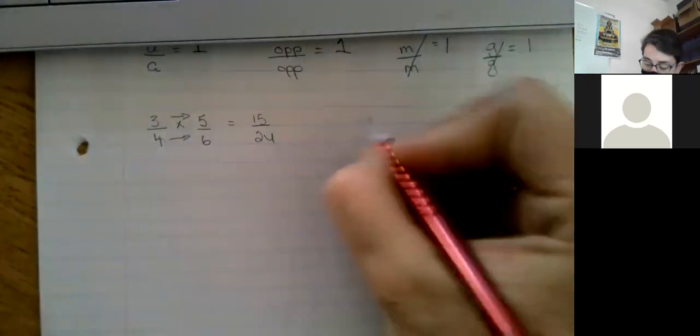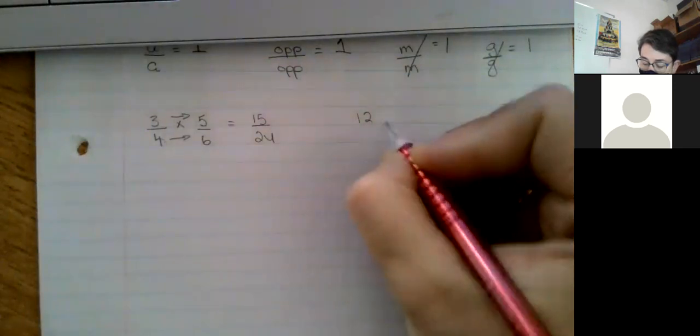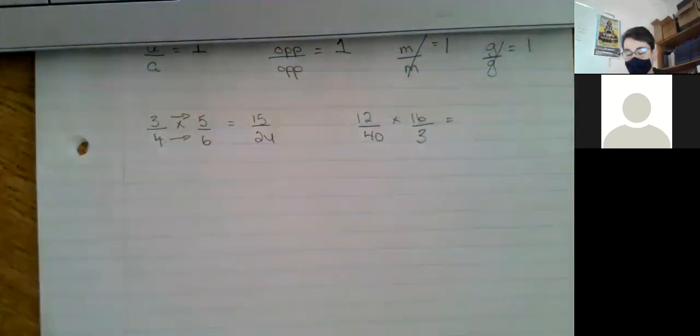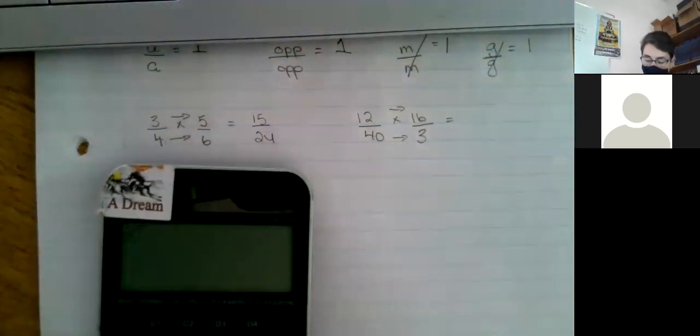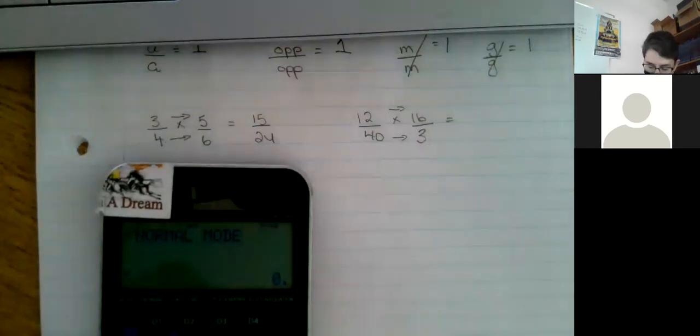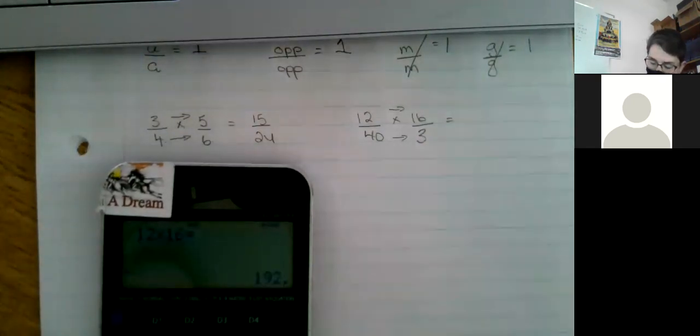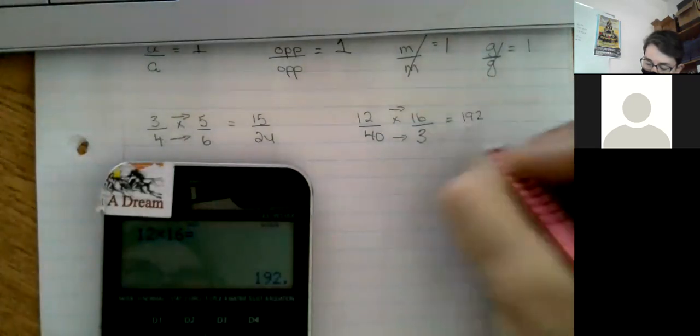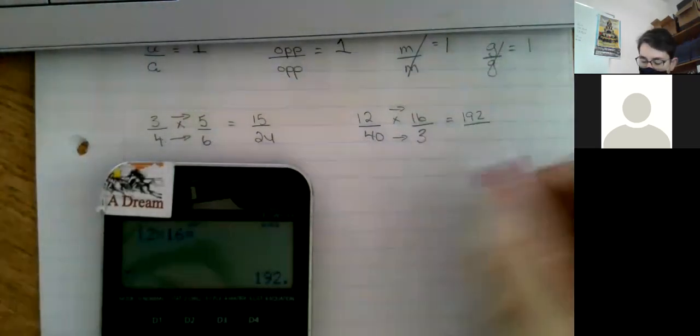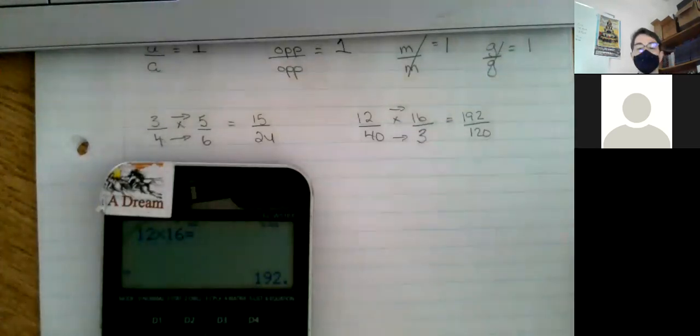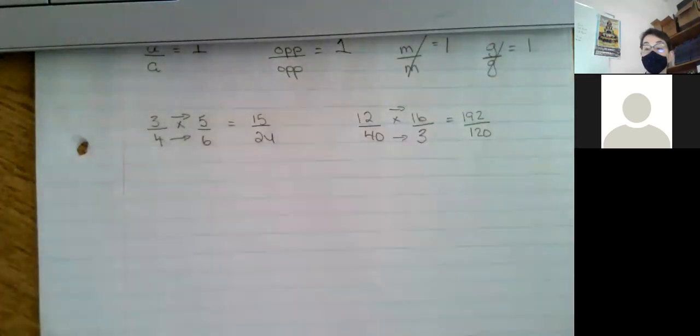So one more time, let's try 12 out of 40 times 16 out of 3. Uh-oh, I made big numbers out of 3. Again, when you're multiplying, across the top, across the bottom. So 12 times 16 is 192 over 40 times 3 is going to be 120. And for now, that's all we need to worry about.